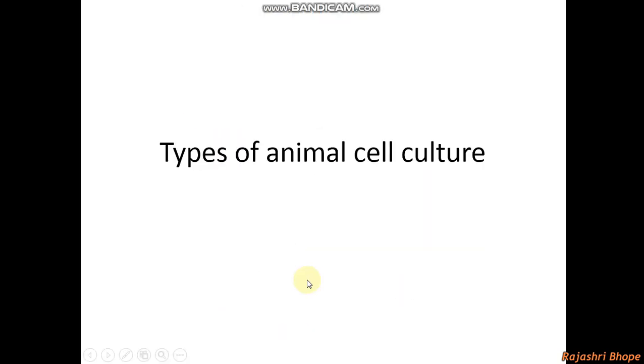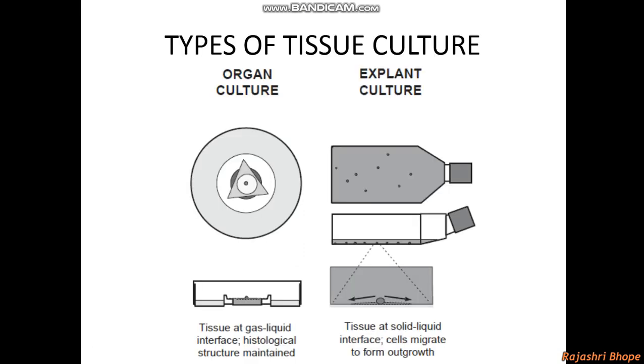Our next topic is types of animal cell cultures. Now, there are two main types, which include organ culture and explant culture. In explant culture, the tissue is removed, it is chopped finely with the help of a scalpel or scissors or any other technique, and then the number of cells is calculated and inoculated into the medium. So here the tissue is at the solid liquid interface and cells migrate to form outgrowth.